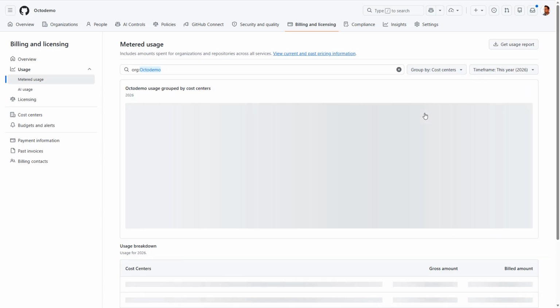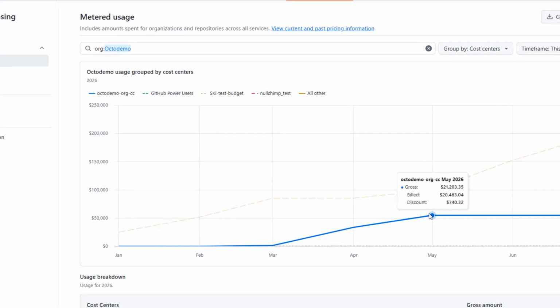Now, I'll move to cost center to see where usage is concentrated. Here I can see that one cost center is responsible for the majority of AI consumption. In this example, that cost center is averaging around 20,000 per month. Now that accountability is clear, I can move directly into governance controls.